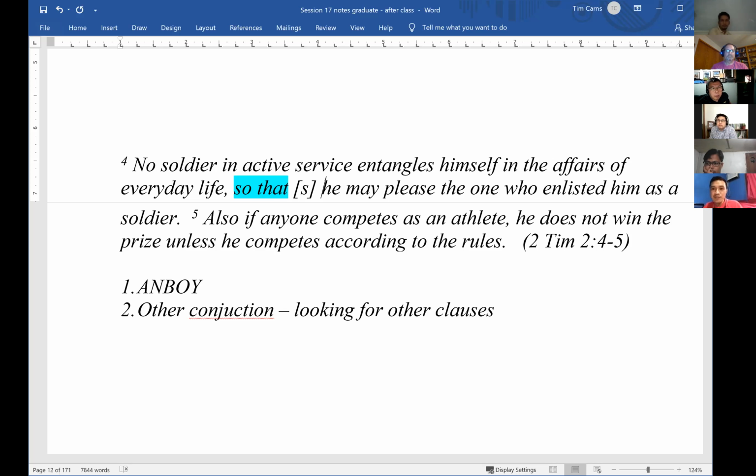In verse 5 also, if anyone competes as an athlete, he does not win the prize unless he competes according to the rules.